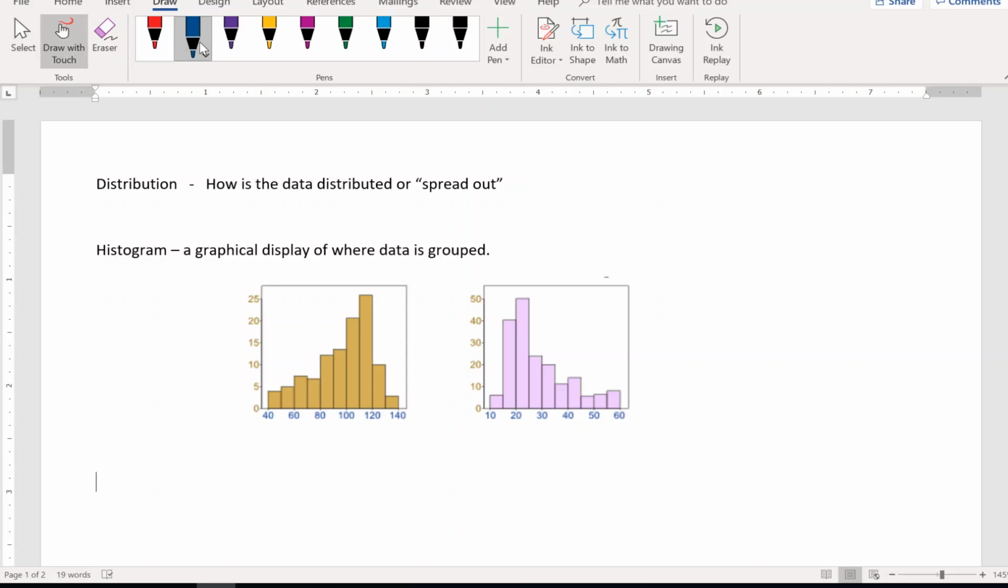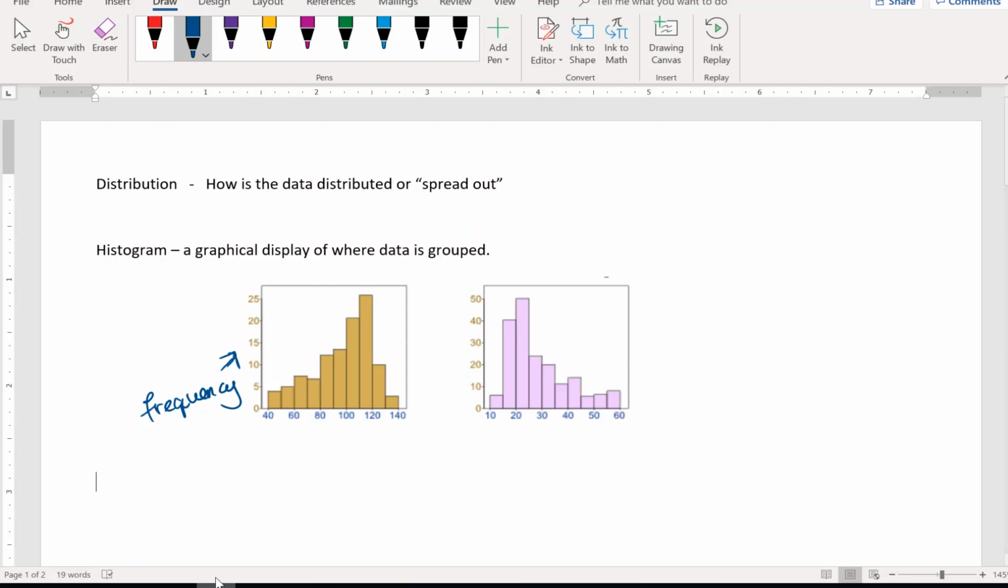And you'll notice in this first one, the data seems to be grouped more to the right-hand side. This would be the frequency here, or the number. This is called the frequency on the vertical bar. And this means that more of our data is on the right-hand side. In this histogram here, more of our data is displayed on the left-hand side.